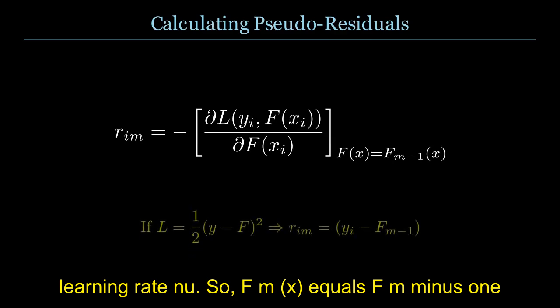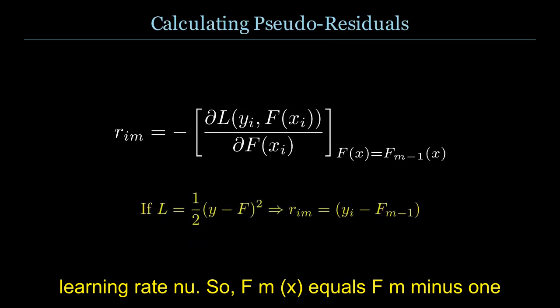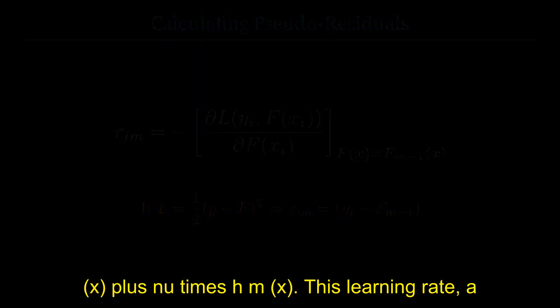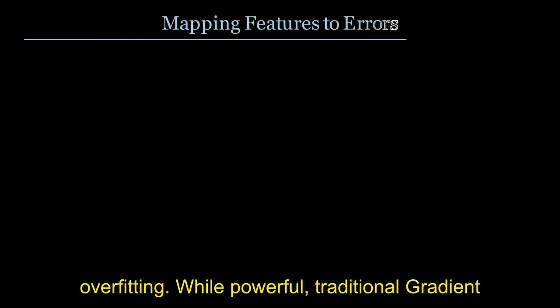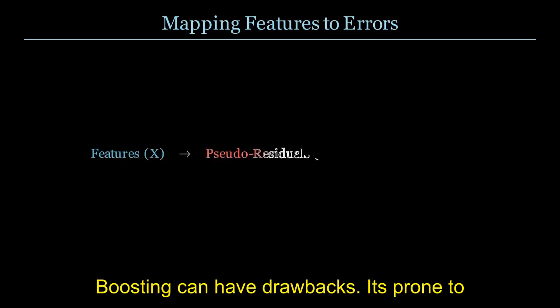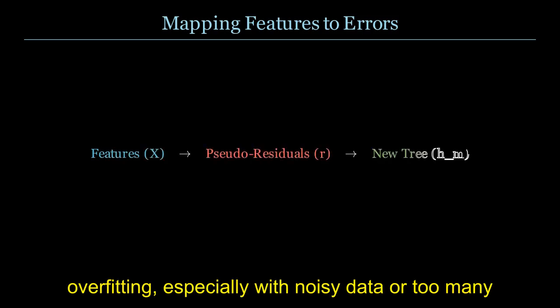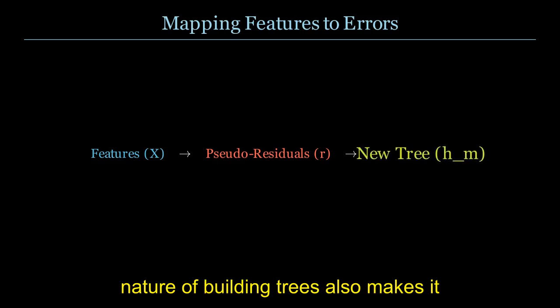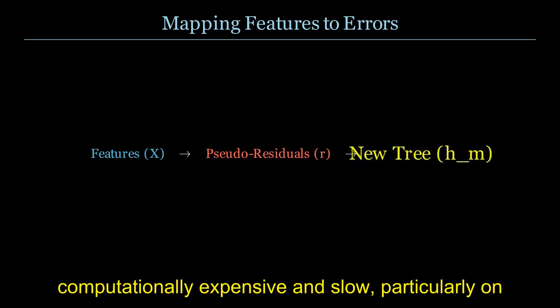So f_m(x) = f_{m-1}(x) + ν · h_m(x). This learning rate, a small value, controls step size and helps prevent overfitting. While powerful, traditional gradient boosting can have drawbacks. It's prone to overfitting, especially with noisy data or too many trees without proper regularization. The sequential nature of building trees also makes it computationally expensive and slow, particularly on large datasets.